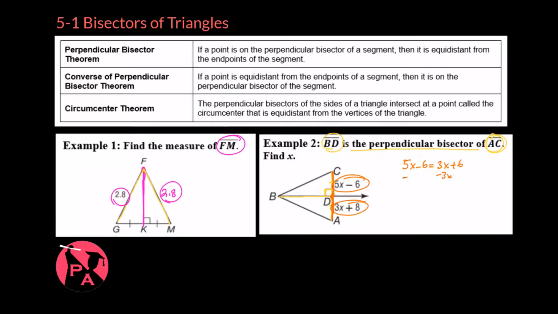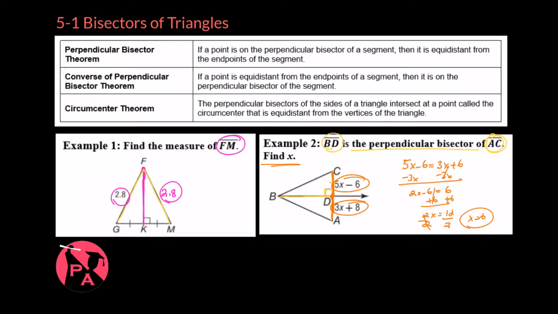Subtract 3x on each side. 2x minus 6 equals 6. Add 6 on each side. 2x equals 12. If we divide by 2, we get x equals 6. So the question was about finding the x. So we are done with the question.